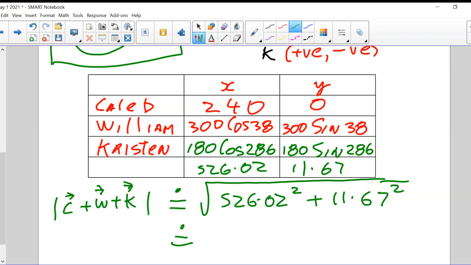What does the dot above the equal sign mean? It means approximate. So if you put equal, it means that it's exactly equal. But because we're rounding our answers, technically we should have that dot there to mean approximately equal to.